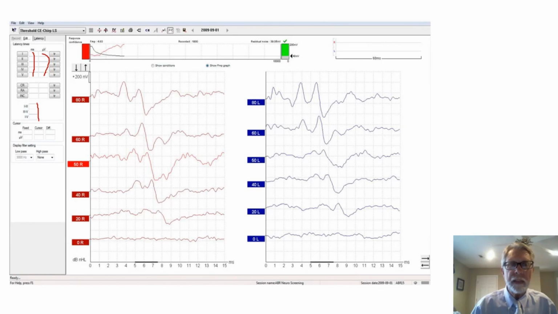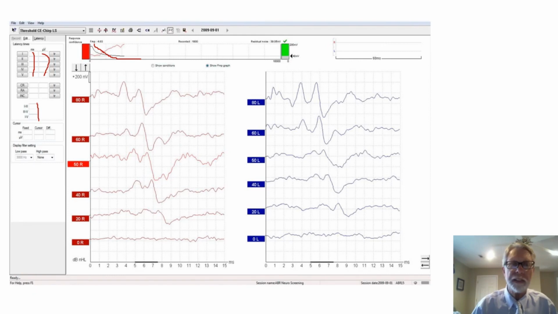And here you have achieved a very low noise level. You see, I have a green check mark there. Of course, here's your ongoing EEG. You can mark the waves while they're acquiring and everything.